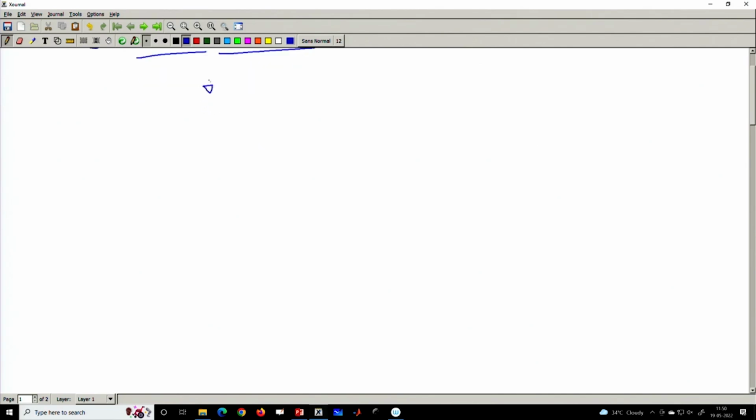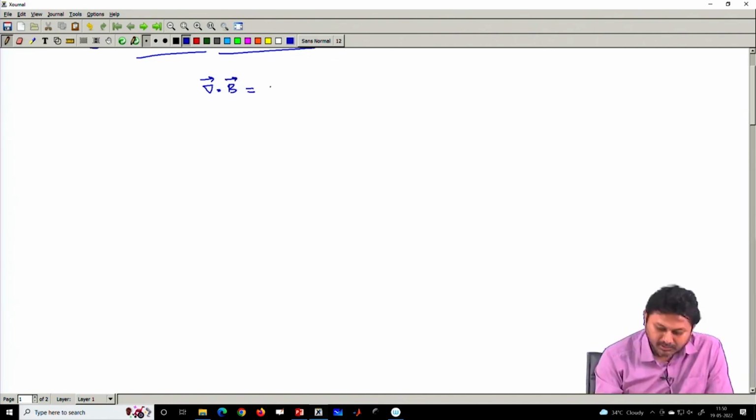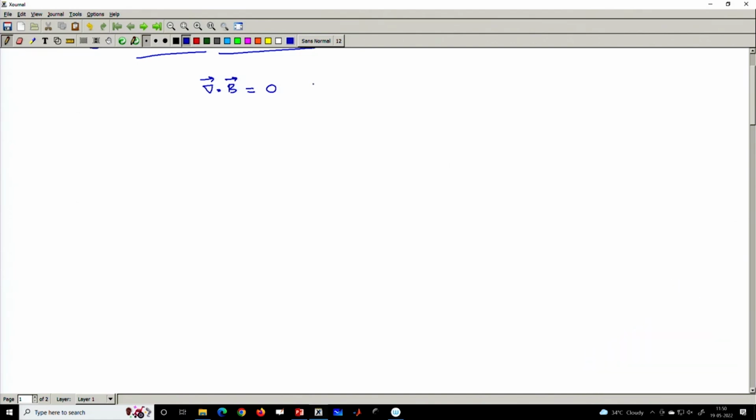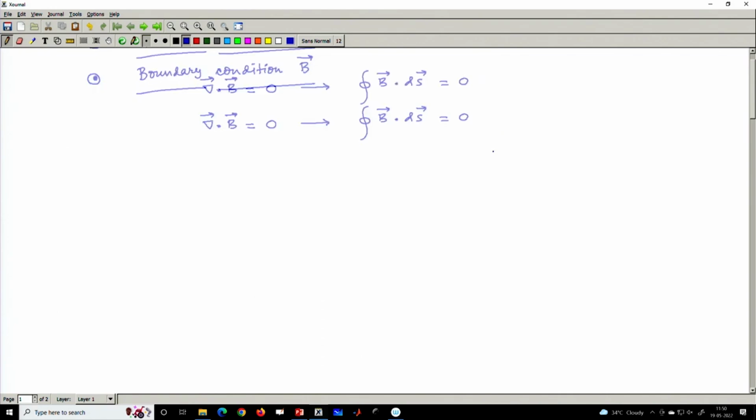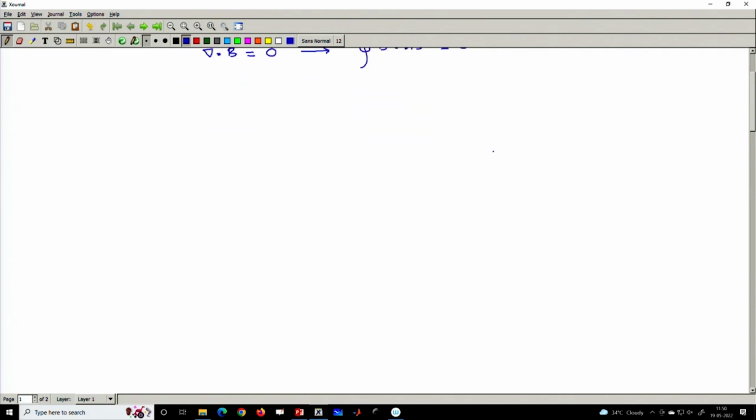So, we know the divergence of B is 0, which gives us that the closed surface integral of B, that is the flux, should be 0. That is the second Maxwell's equation. So, exploiting that expression, we can figure out what is the boundary condition of B.